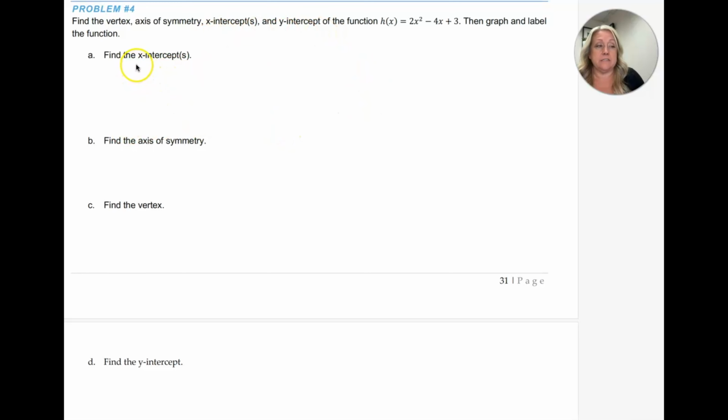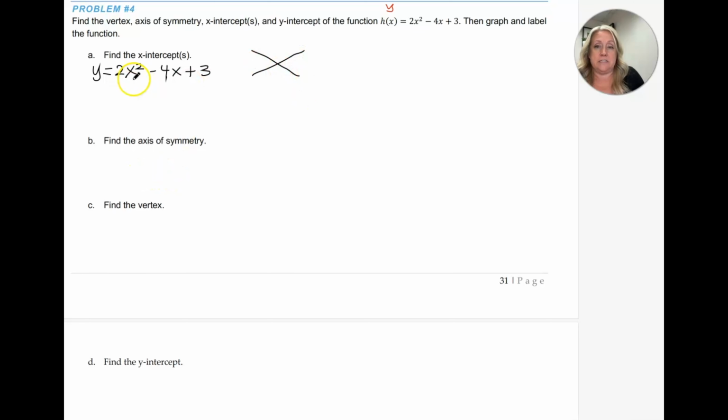Let's take a look at the x-intercepts first. So we said the easiest way to find those x-intercepts is to factor. So let's take our equation that we have here and get it factored. Again, h of x is y, and so I'm going to put that down this way. So y equals 2x squared minus 4x plus 3. And I need to figure out how I can factor these.